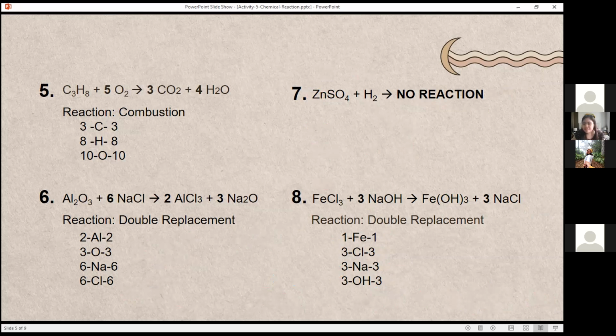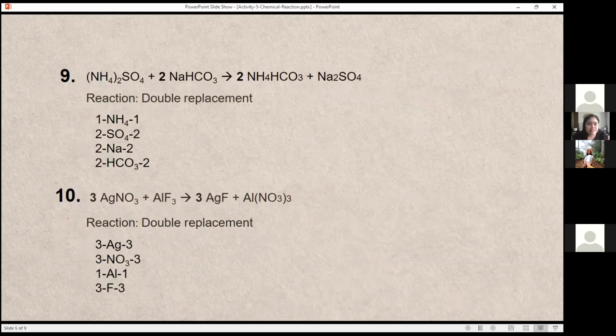Pwede mag-next, next reporter, next slide for numbers 9 and 10. Let us see if you also have the correct answer here. The given is a compound plus a compound. So yes, compound plus compound. So this is correct. Double replacement or double displacement. Tapos mag-exchange partner sila class.